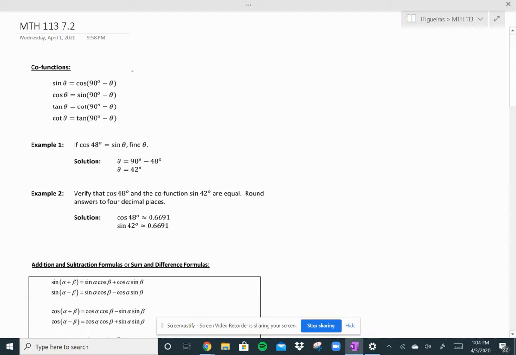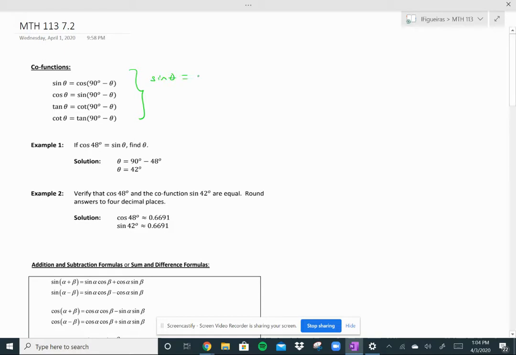So the sine of an angle is equal to the cosine of 90 degrees minus that angle. The cosine of an angle is equal to the sine of 90 degrees minus that angle. So your angle here could be in degrees or radians. So these statements are also true.